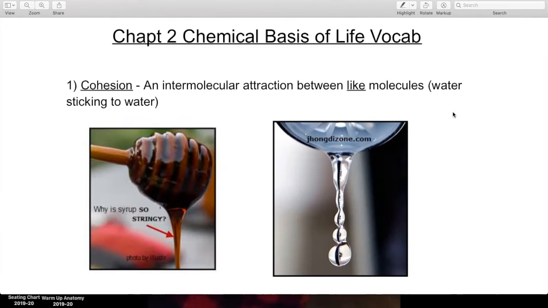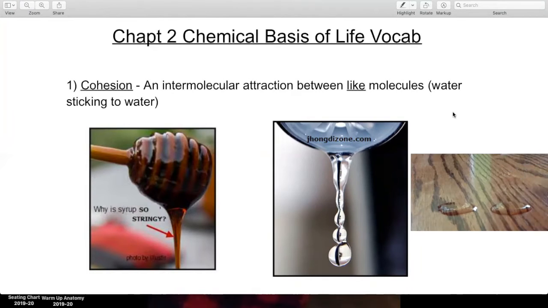So your first word dealing with water is cohesion, an intermolecular attraction between like molecules. That is your keystone definition. I don't personally like it. I like to say water sticking to water. It doesn't actually have to be water, just what we're focusing on. Anything sticking to itself. So in this case, syrup sticking to syrup, water sticking to water.